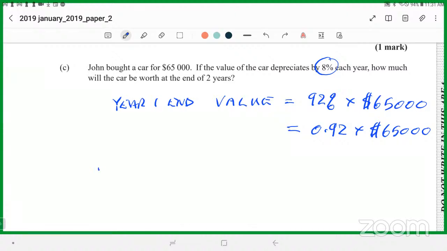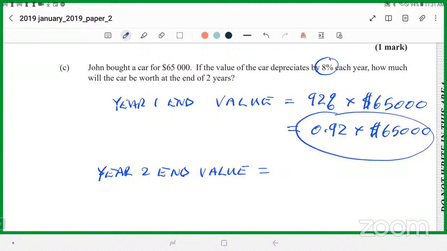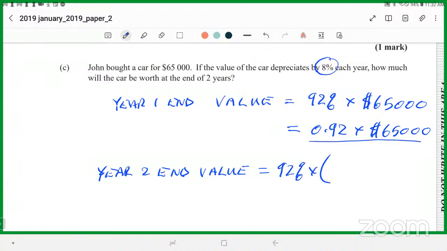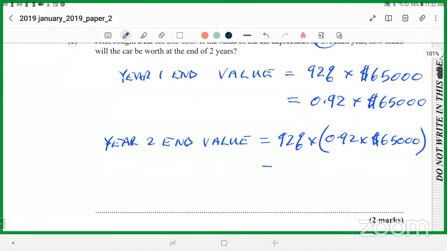So the year 2 end value will be equal to 92% of this. So it's going to be 92% times all of this, 0.92 times 65,000. So you're really doing 92% squared of the value. You apply 92%, and you apply 92% of that result. So it really becomes 0.92 squared.